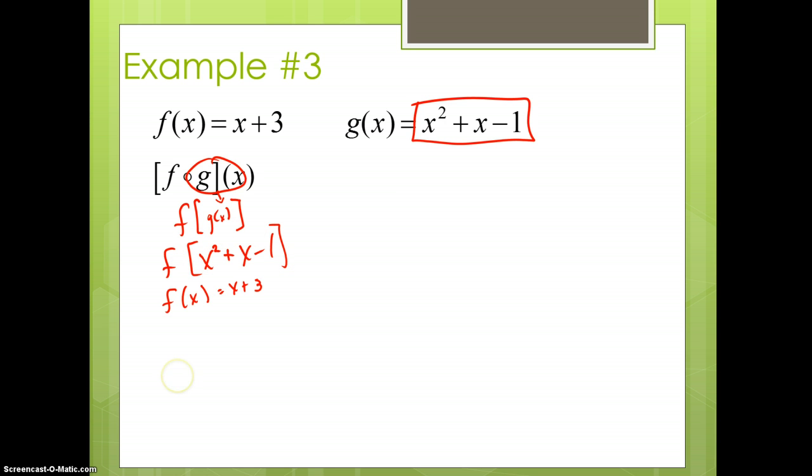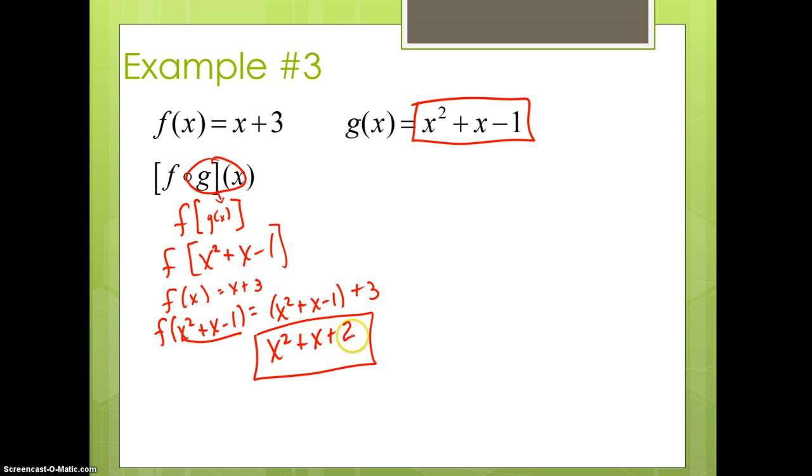Knowing what you do about functions, if you know that f of x is x squared plus x minus 1, then we take this function and instead of x, we plug in this portion. So we have x squared plus x minus 1, and it's still plus 3. Now we combine our like terms, and we got x squared plus x plus 2.